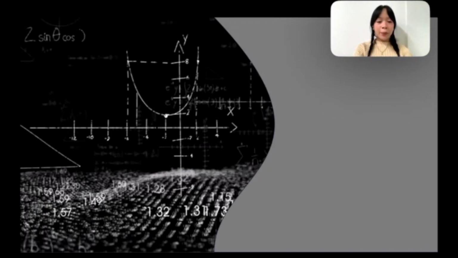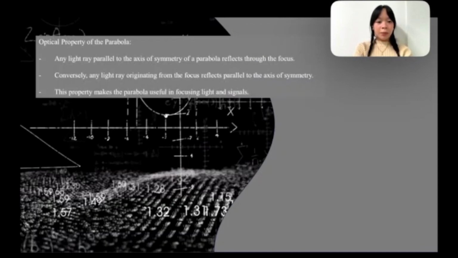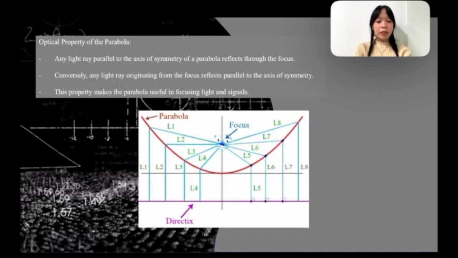This is where the parabola becomes especially interesting. Among all conic sections, the parabola has a distinctive optical property related to the reflection of light. The first part of this property states that any light ray traveling parallel to the axis of symmetry of the parabola will be reflected through a single point known as the focus. This means that even though the incoming rays strike different points on the curve, after reflection they all meet at the same point.